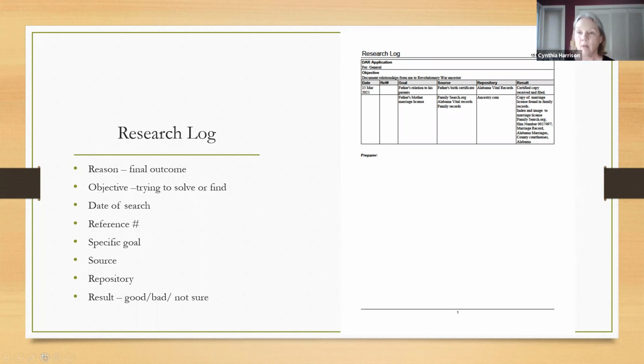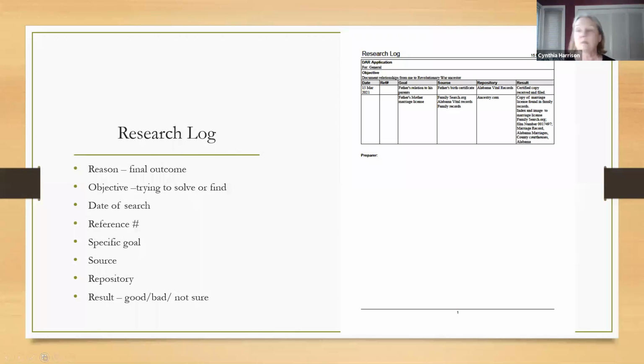And so I need a copy of their marriage certificate. And I can go to several different places, familysearch.org, ancestry.com, Alabama Vital Records, to see if I can get a copy. And so therefore I got a copy of the marriage license found in family records, but I also found the index and image of the marriage license on familysearch.org, and I referenced the film number.